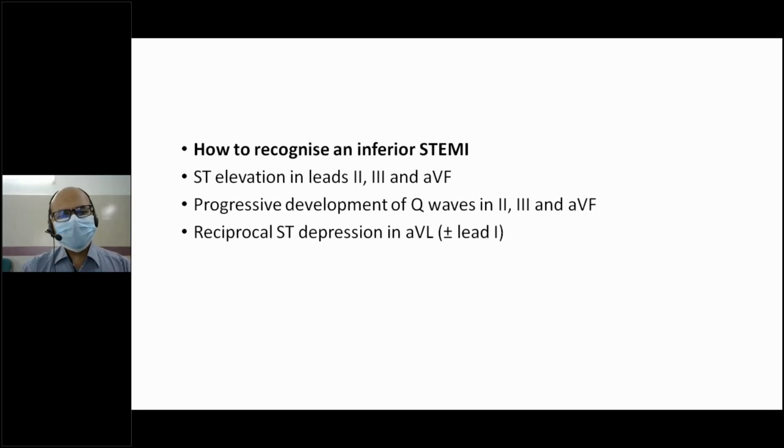So three diagnostic points for inferior myocardial infarction, inferior ST elevated MI. Always write these three findings as well as the patient's heart rate and rhythm. Is there any bradycardia? Is there any evidence of heart block? So ST elevation in leads 2, 3, aVF, progressive development of Q waves, and reciprocal ST depression changes.